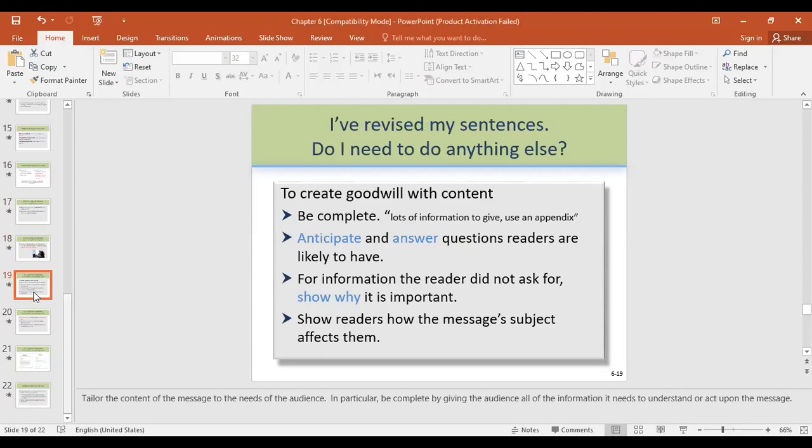So now let's move to this slide. I have revised my sentences. Do I need to do anything else? What do you think, guys, about this sentence? First, you have to check your content and organization as well. Also, you need to emphasize what the reader wants to know.